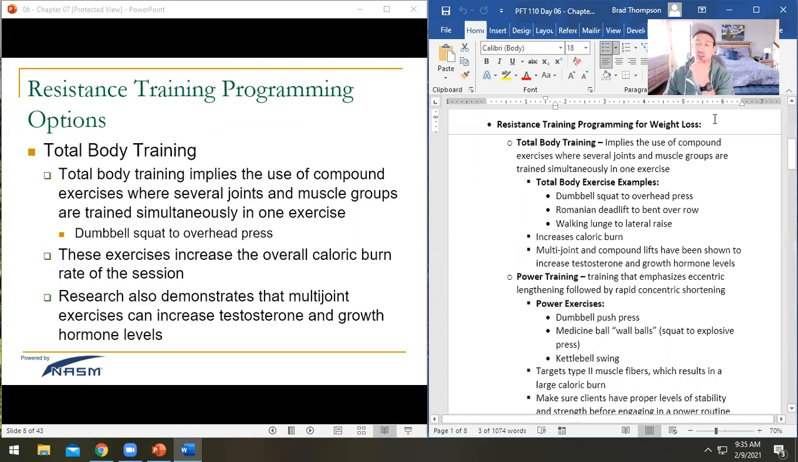So the idea of total body training is going to imply the use of compound exercises where several joints and several muscle groups are trained simultaneously in one exercise. This is where I cannot tell you how many times I've gotten this comment from my clients where they're like, how come we never do arm stuff? Like I want to work on my biceps and my triceps.